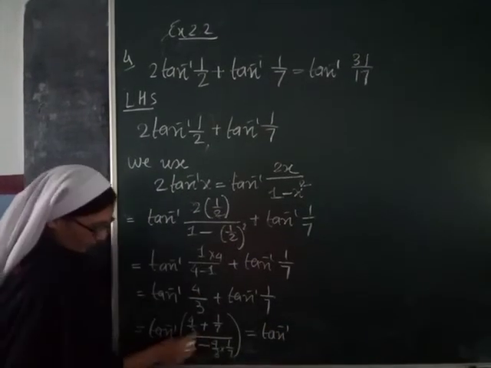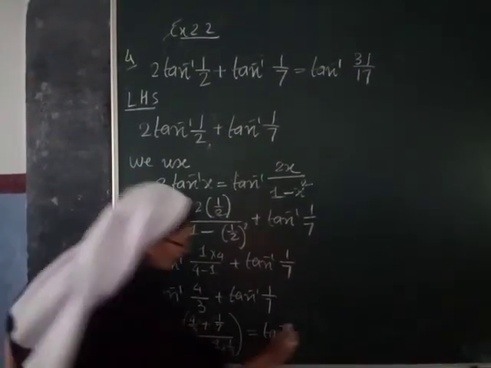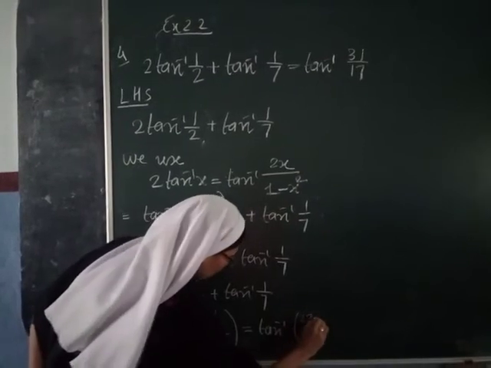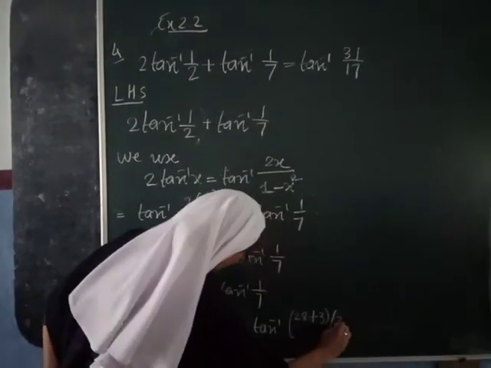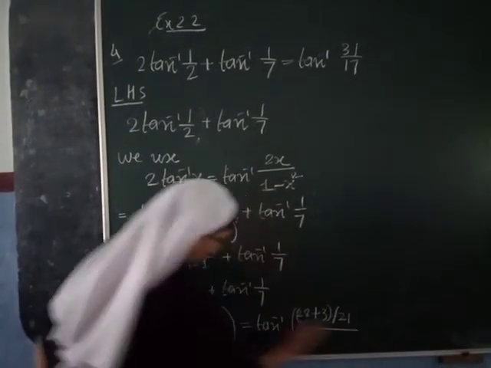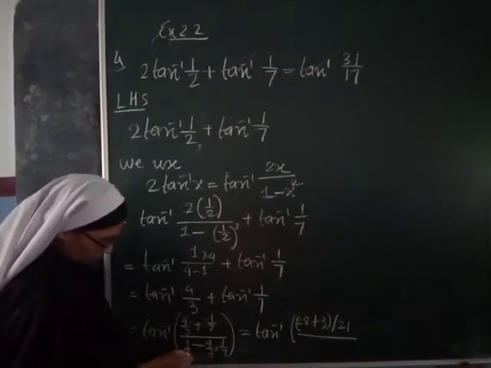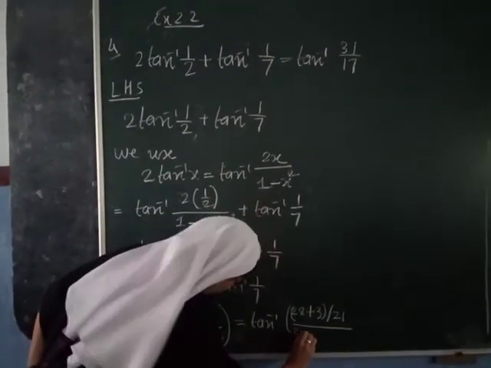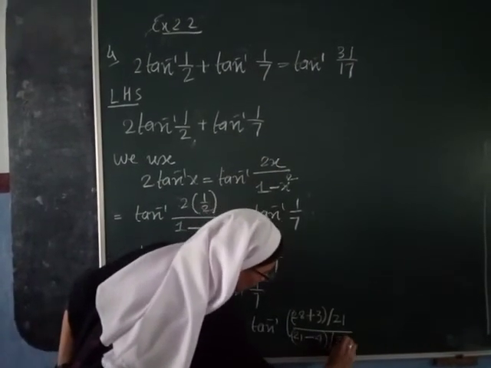Okay, you take the LCM here, so just cross multiply. So 7 into 4 is 28, plus 3 into 1 is 3. The denominator of the numerator is 21, 7 into 3. Divide by, here also 7 into 3 is 21. So take the LCM together: 21 into 1 is 21, minus 4 into 1 is 4, and divide by 21. Okay.